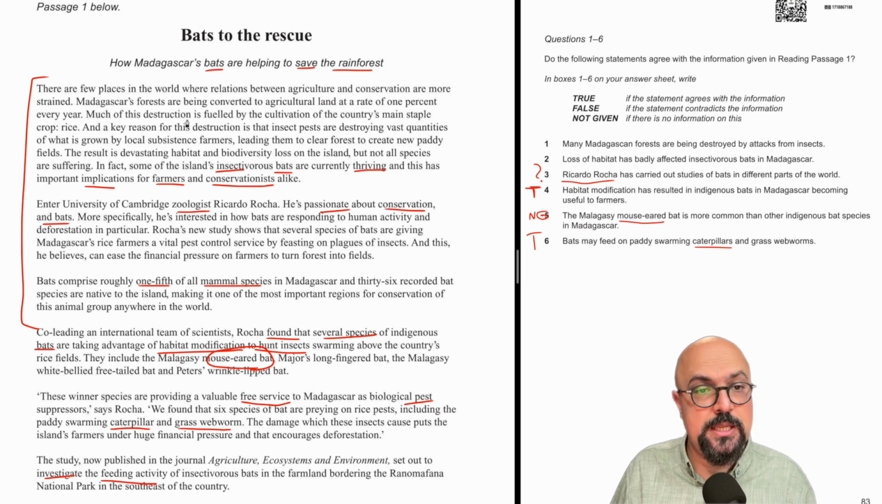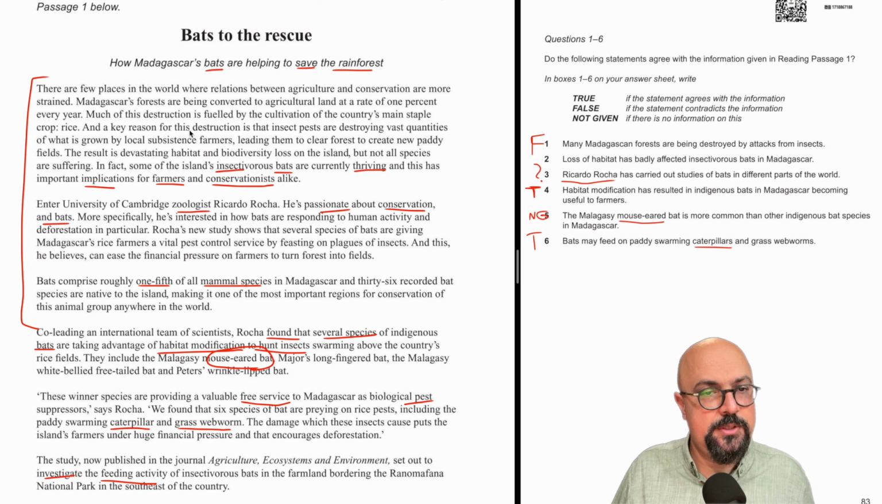Much of this destruction is, okay, why? Is fueled by the cultivation of the country's main staple crop, rice. Okay. So, it doesn't mean that the attacks from insects cause that. The cultivation of the country's main staple crop is the cause, so this is obviously false. Now number 2, it has to be after number 1. Loss of habitat has badly affected insectivorous bats.